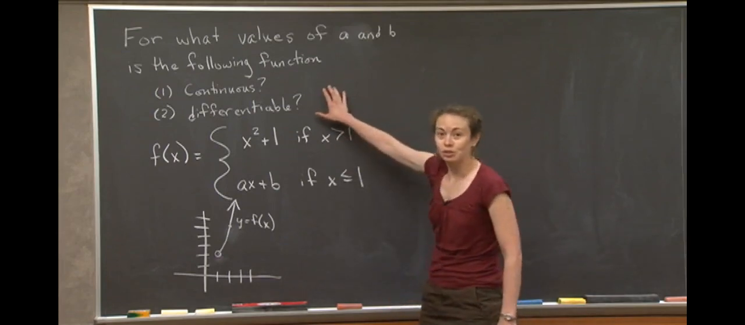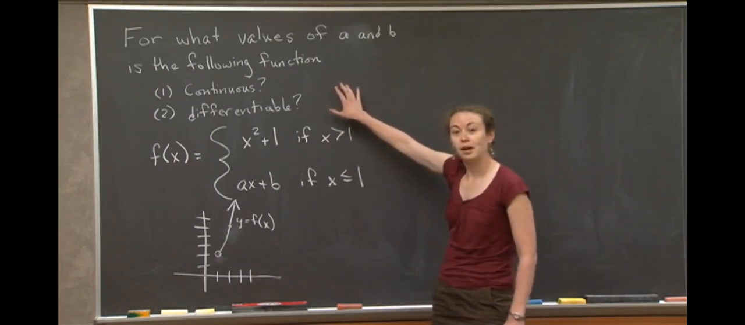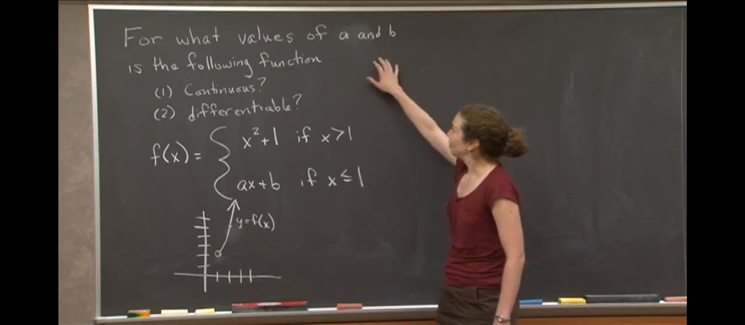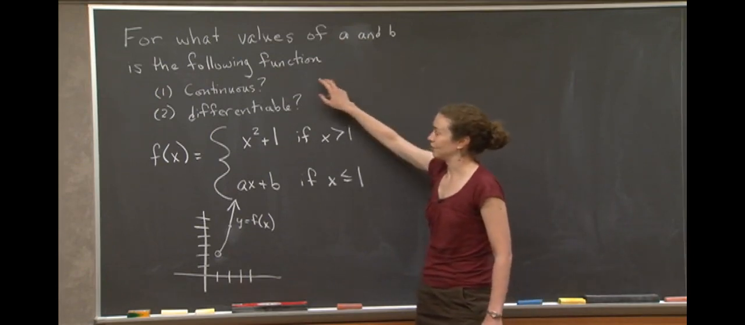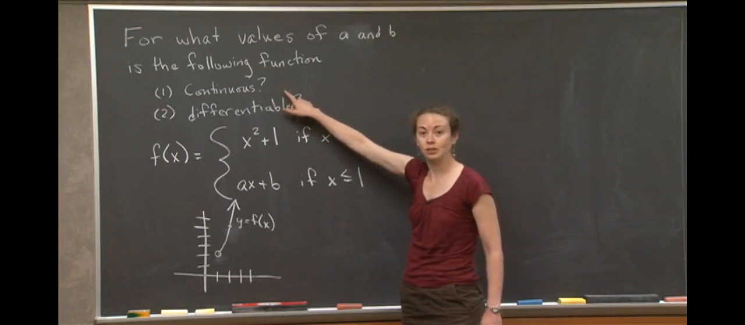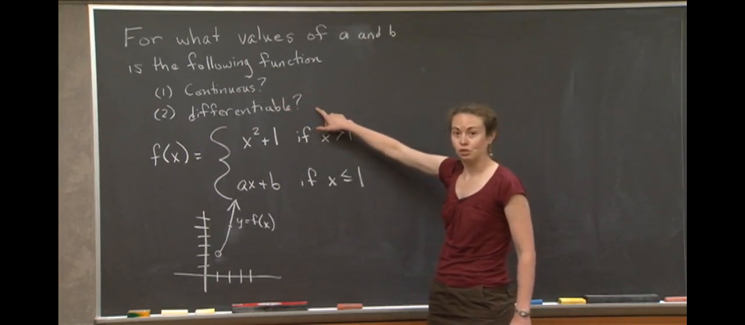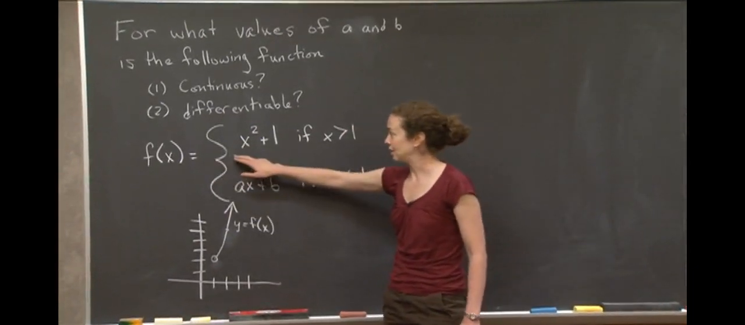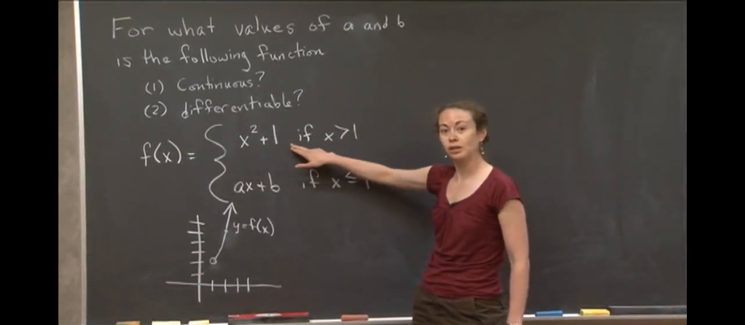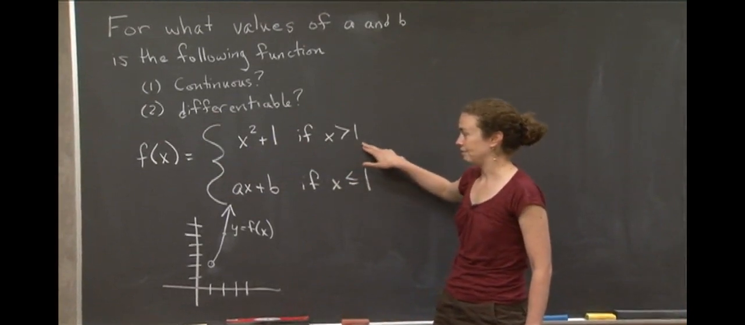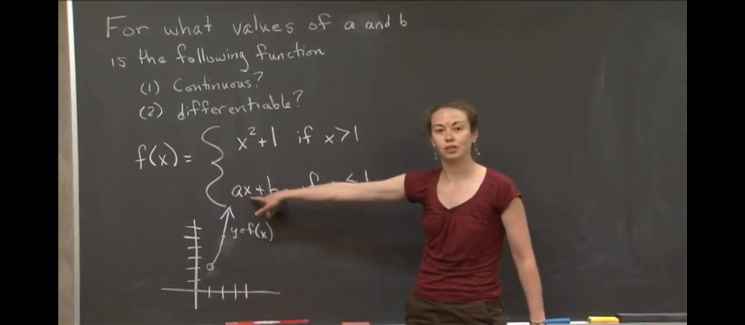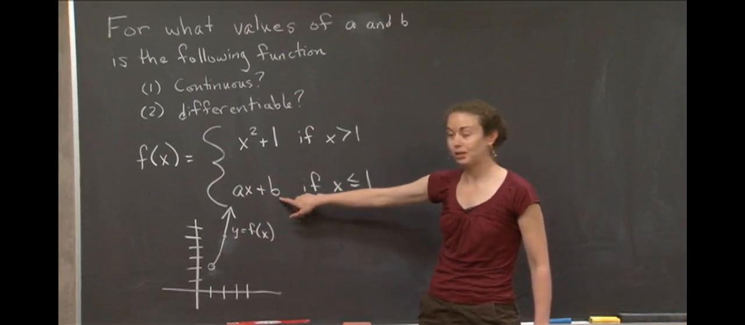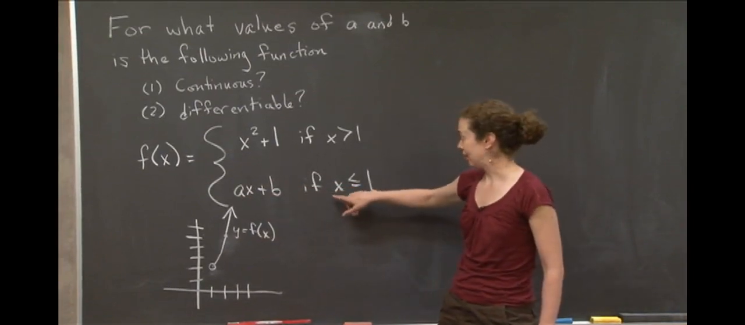So I'm going to ask a question. I'll give you a little bit of time to work on it, and then we'll come back. So the question is the following. For what values of a and b is the following function either first continuous or second differentiable? So the function is defined in the following way. F of x is going to be equal to the function x squared plus 1 when x is bigger than 1. And it's going to be equal to a linear function where you get to pick the a, which is the slope, and you get to pick the b, which is the y-intercept, if x is less than or equal to 1.